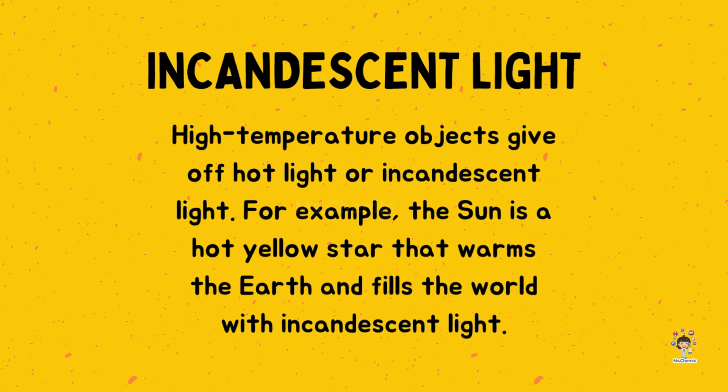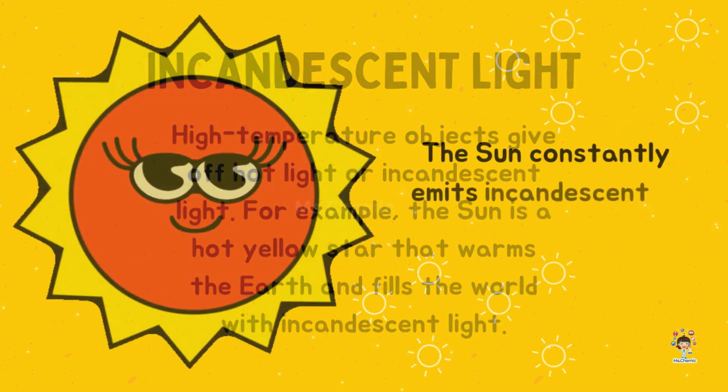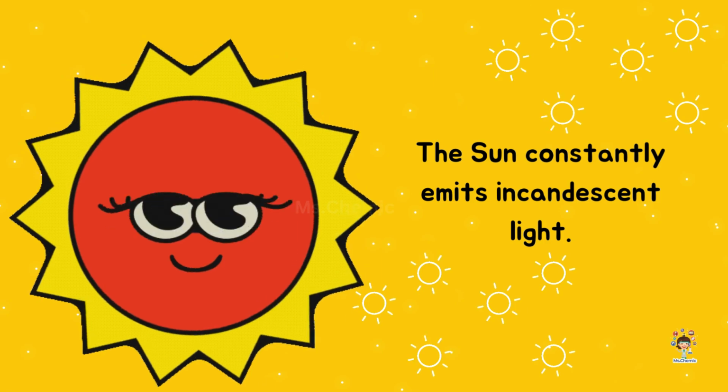Incandescent light. High-temperature objects give off hot light, or incandescent light. For example, the sun is a hot yellow star that warms the earth and fills the world with incandescent light. The sun constantly emits incandescent light.